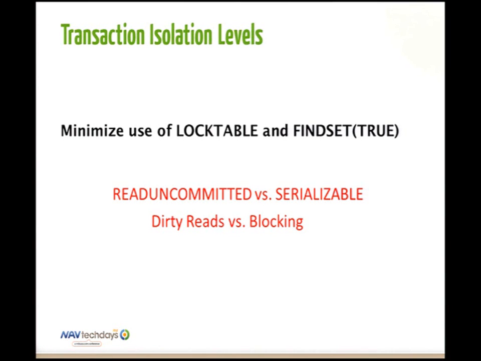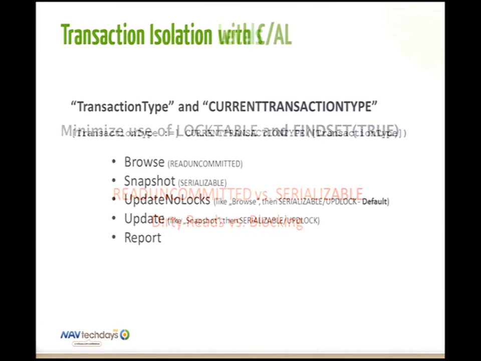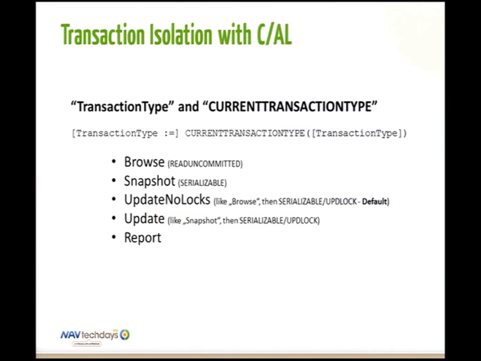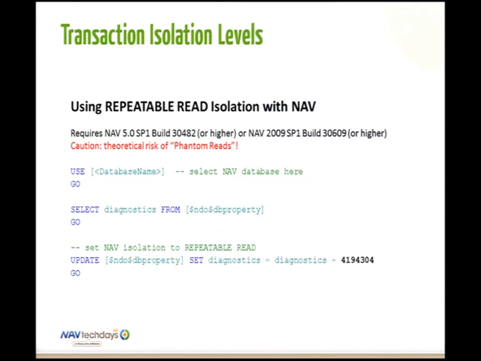In addition to this, we also have a little feature. There is a property in reports, and there's a method, transaction type and current transaction type, where we also can specify the isolation level we want to use for a certain thingy. But at the end of the day, we are still ending up with read uncommitted and serializable. So that's not really helping. No, this is the real deal.